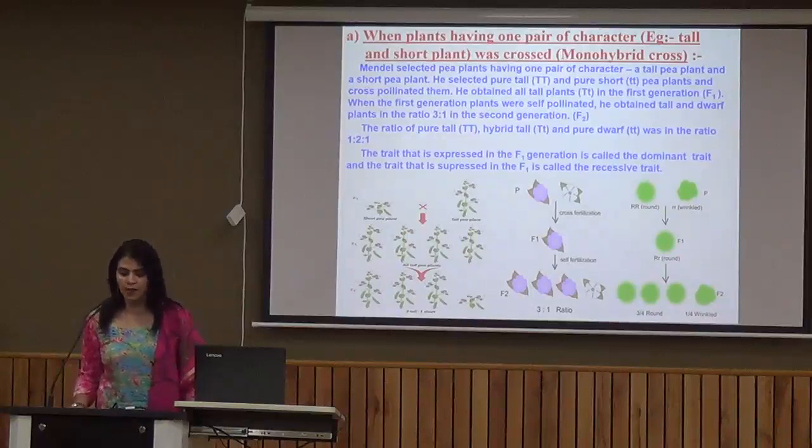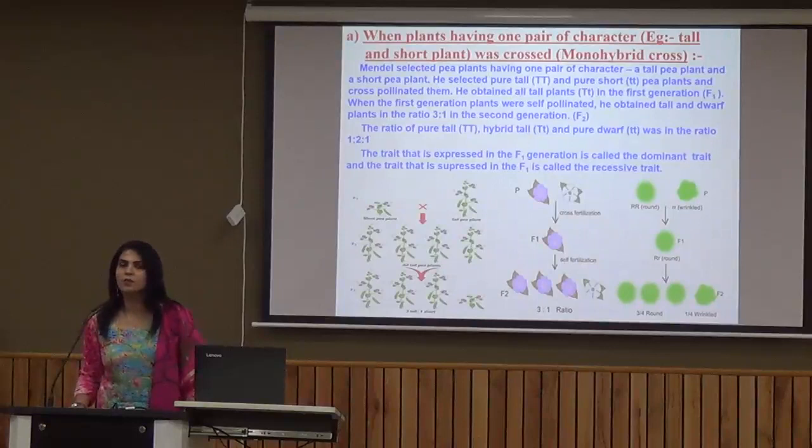In the same way, in the next figure we have a cross between purple and white flowers. In the F1 generation, all the pea plants had purple flowers. When we self-fertilize them, we obtain 75% purple flowers and 25% white flowers. This 3:1 ratio is known as the monohybrid ratio.